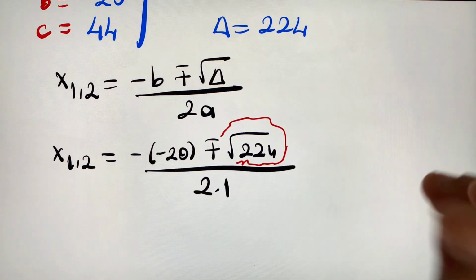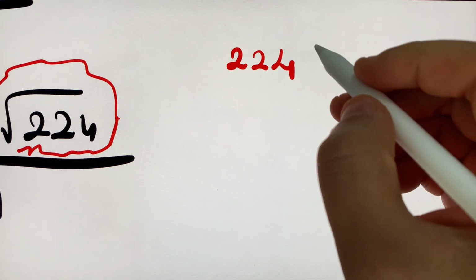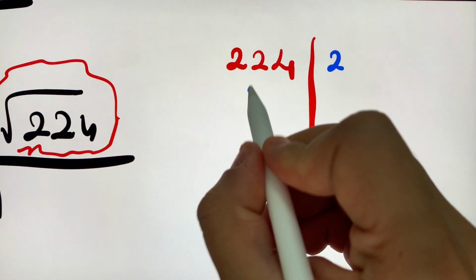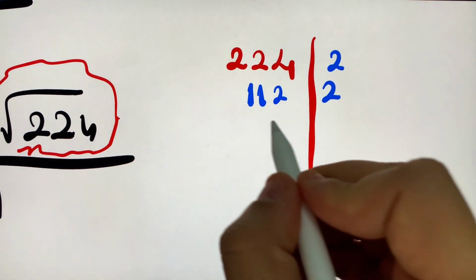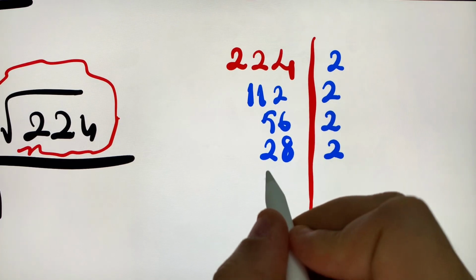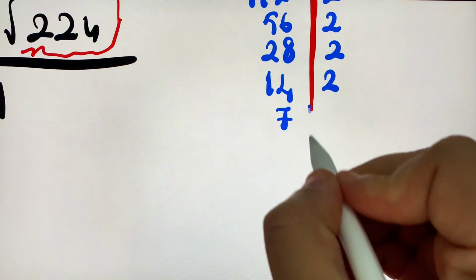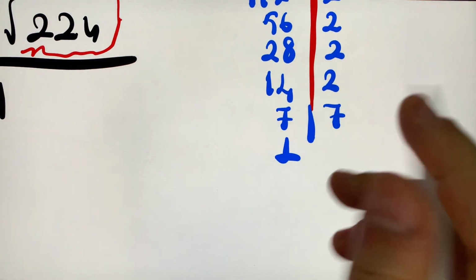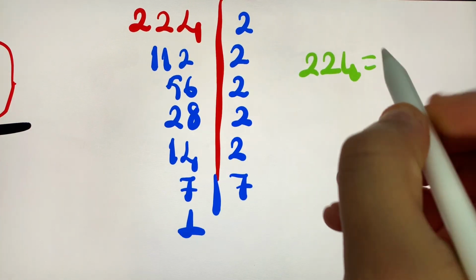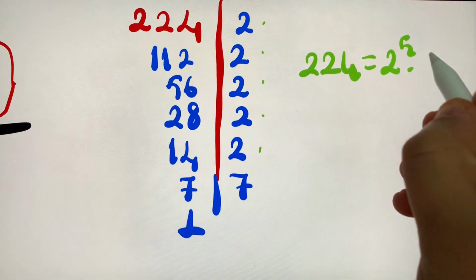Let's factor it into primes. I wrote 224 and started dividing. I divided it in half: 112. Divided by 2 is 56. Divided by 2 is 28. Divided by 2 is 14. Divided by 2 is 7. 7 divided by 7 is 1. So the number 224 is 2 to the 5th times 7, which is what I found.